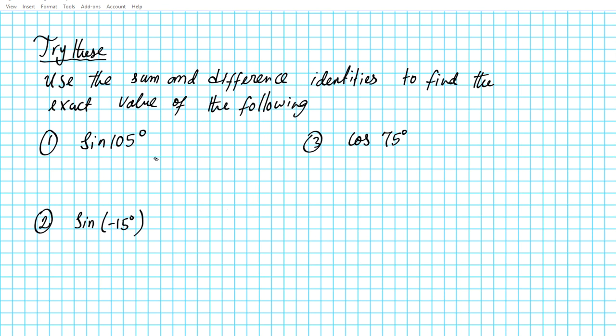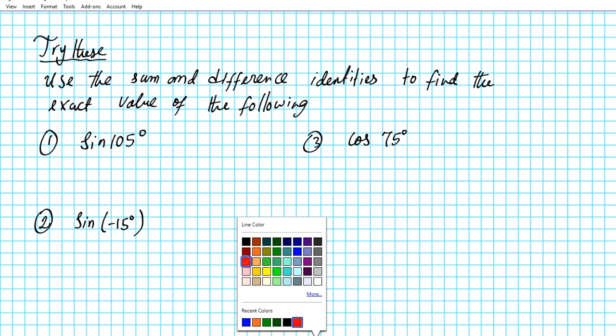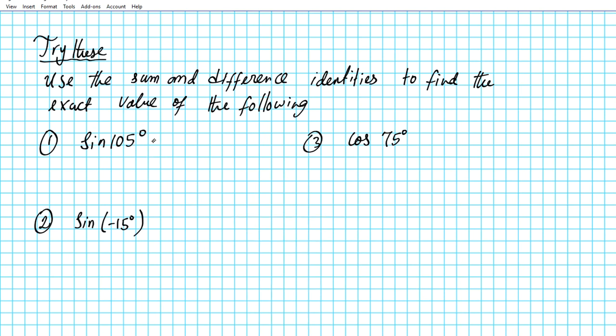All right, so let's hope you had the chance to work on these problems. Let's go ahead and take a look at what the answers are. For 105, of course, you can use 60 and 45. Your answer will be root 6 plus root 2 over 4. For number 2, you can use 30 minus 45, and in this case you're going to have root 2 minus root 6 over 4. And then for this one right here, 75 degrees, you could use 30 plus 45. And for this one, you're going to have root 6 minus root 2 over 4.